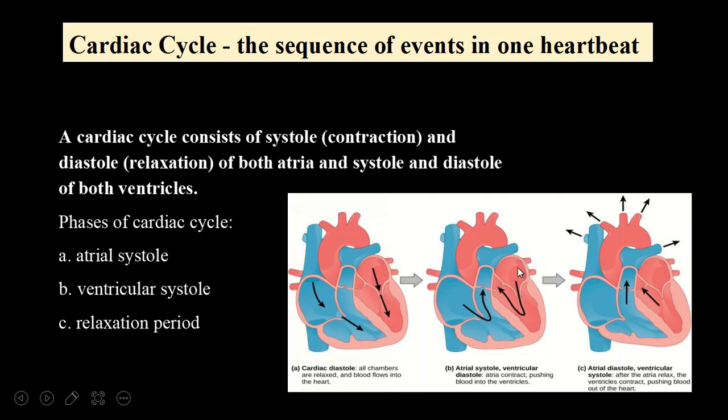The same thing goes here. So the left side, the blood that was accumulated here in the left atrium will be pushed dito sa left ventricle. So that is the atrial systole and ventricular diastole. Dito naman, atrial diastole and ventricular systole. So in here, yung atria naman ang magre-relax, and then the ventricles will be the one to contract.